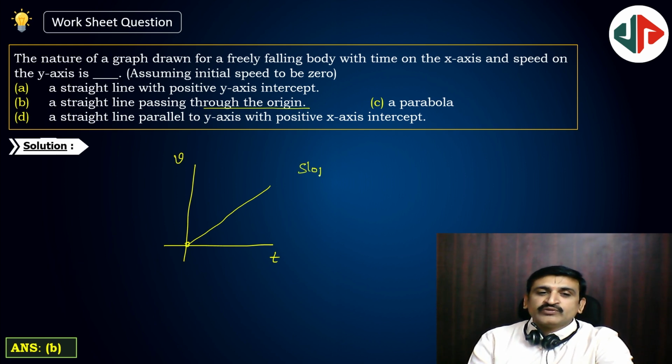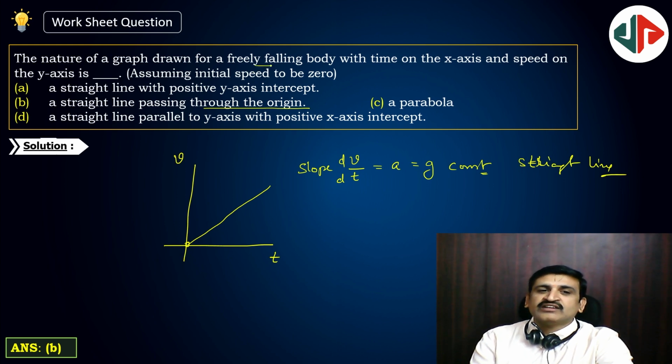Slope will give you velocity by time. dv by dt is the slope. Slope is equal to acceleration. Acceleration is nothing but g, which is constant. So it must be a straight line. Next, velocity 0 when t equal to 0, because it's a freely falling body, so you can have a graph like this. So the parabola is wrong.